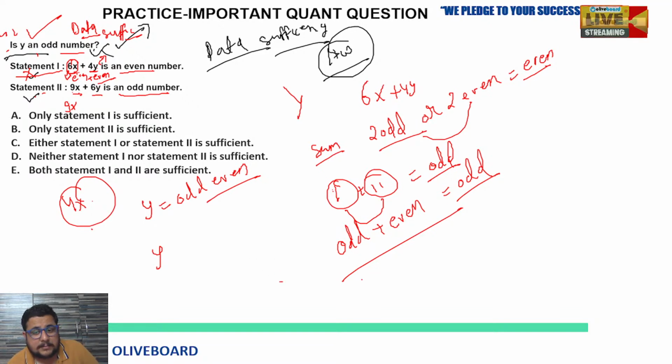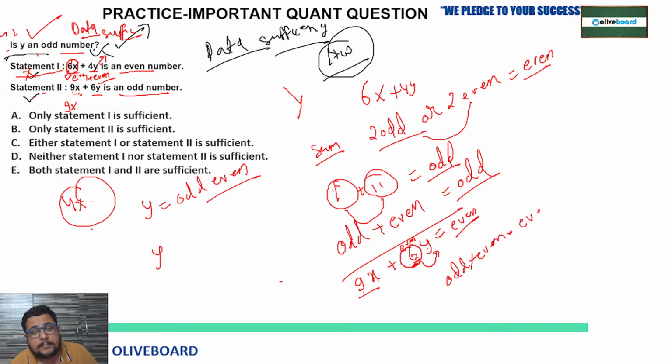So the first number is 9x, plus the second one is 6y. Here in 6y, 6 is even. So if you multiply y with 6, you are going to get what? Always an even number. Why? Because if y is odd, then odd multiplied by even is always an even number.